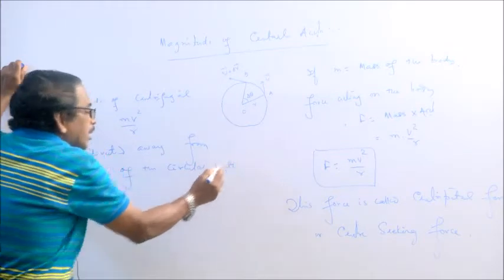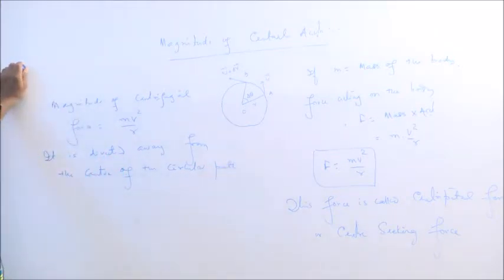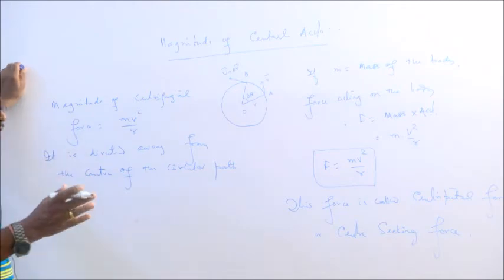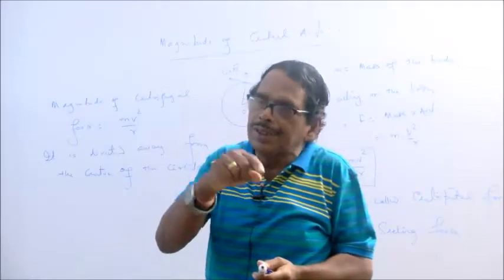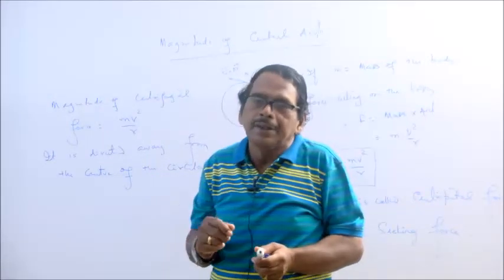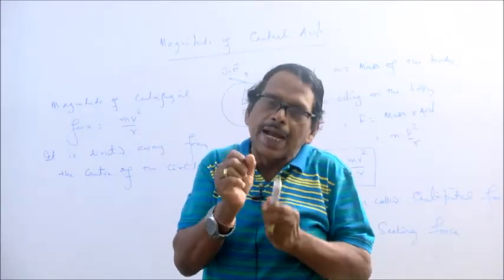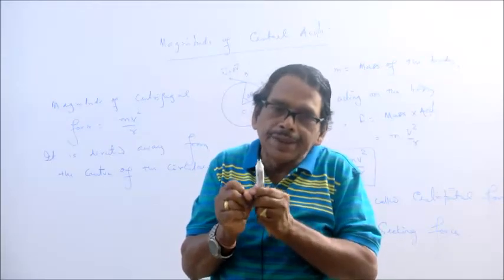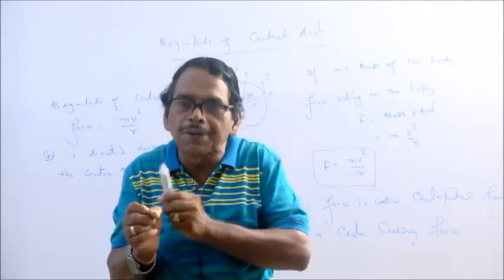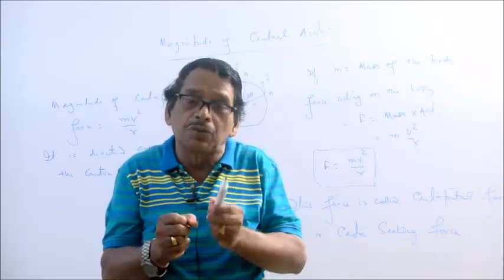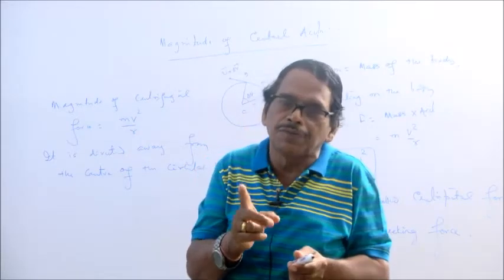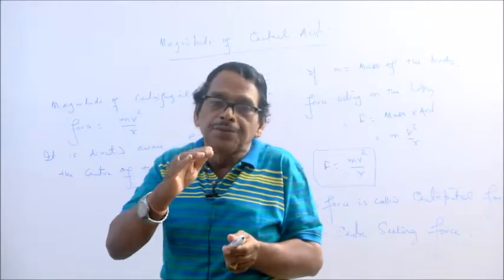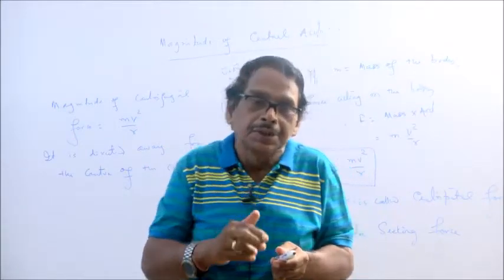This is directed away from the center and acts at the center of the circular path. We can experience centrifugal force. Suppose you tie a stone and wheel it in a hand, you will feel a force acting at the tip of the finger as if the tip of the finger is pulled away. That pulling force which is pulling away the tip of your finger is called centrifugal force, which always tries to fly away the body.